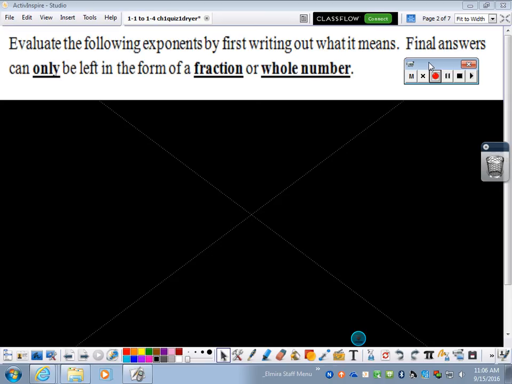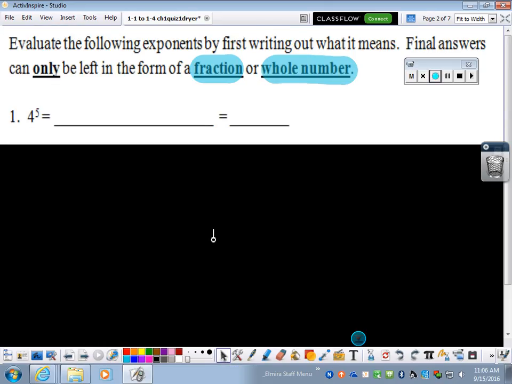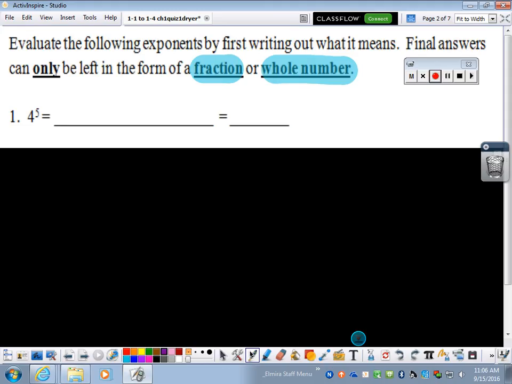Okay, so in the directions for the first section it says evaluate the following exponents by first writing out what it means. Final answers can only be left in the form of a fraction or a whole number. And I'm going to expand on what these directions are asking for a little bit here. So at our first problem, what you see is 4 to the 5th power. And you're given exponential form, which is what we've worked with a lot in the last few days.